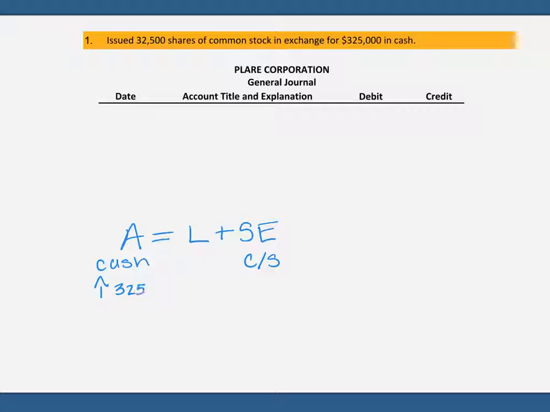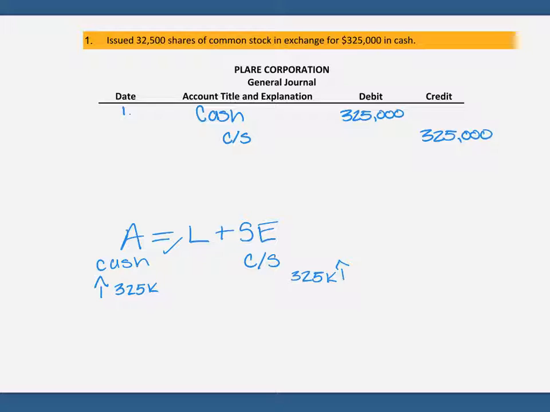So assets go up by this amount. Common stock increases with a credit, so it also goes up $325,000 as well. Thus, the equation stays in balance. So as a journal entry, we will have cash debited for $325,000. Remember, assets increase with a debit. And then we have common stock, which will be increased $325,000 as a credit. And liability and equity accounts always increase with a credit.